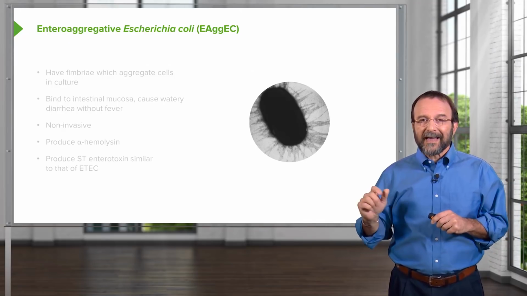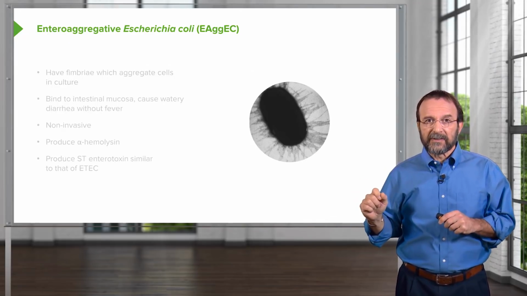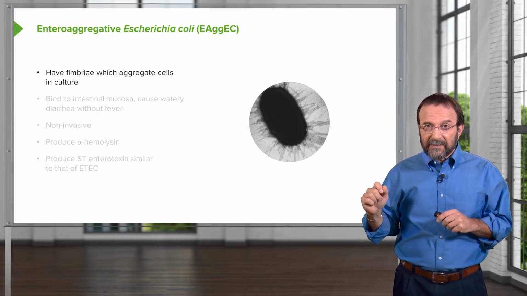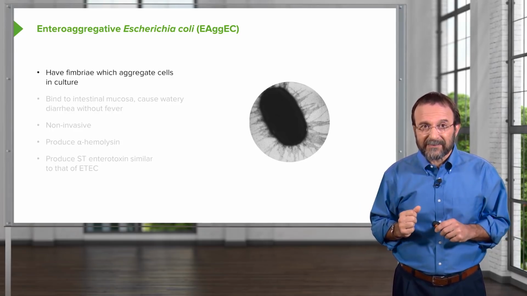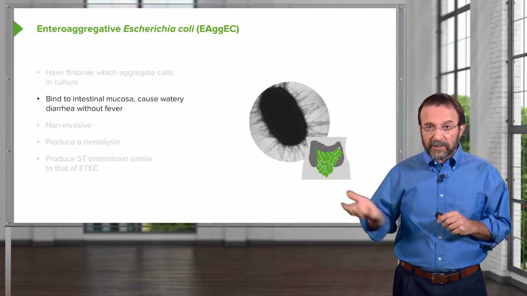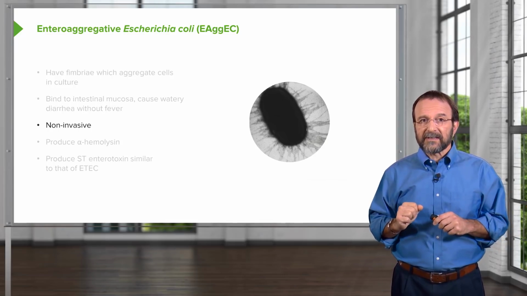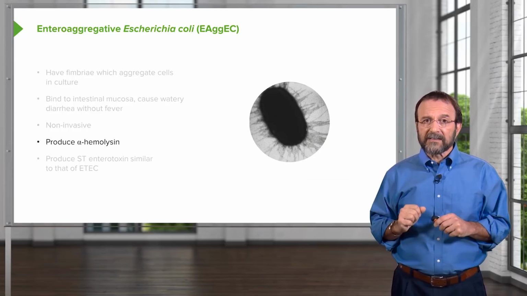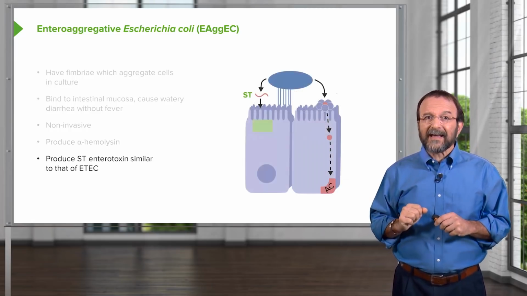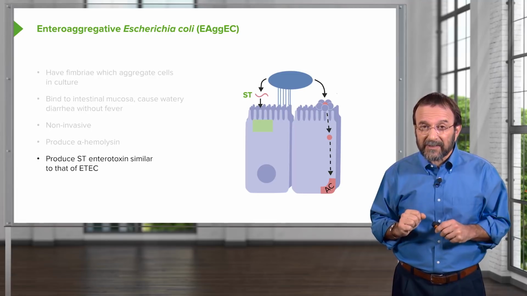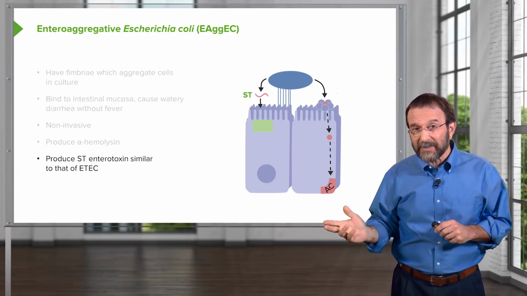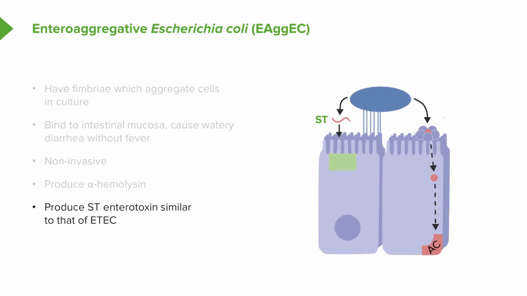Enteroaggregative E. coli have fimbriae, as you can see in this picture, which aggregate cells in culture, and that's why they're called enteroaggregative strains. They bind to the intestinal mucosa. They cause watery diarrhea without fever. They are non-invasive, as are the other strains. They do produce a number of toxins. One of them is a hemolysin, and they produce an ST enterotoxin, similar to that of the ETEC strains. The ST enterotoxins cause increase in cellular cyclic GMP, and this results in ion imbalances leading to watery diarrhea.